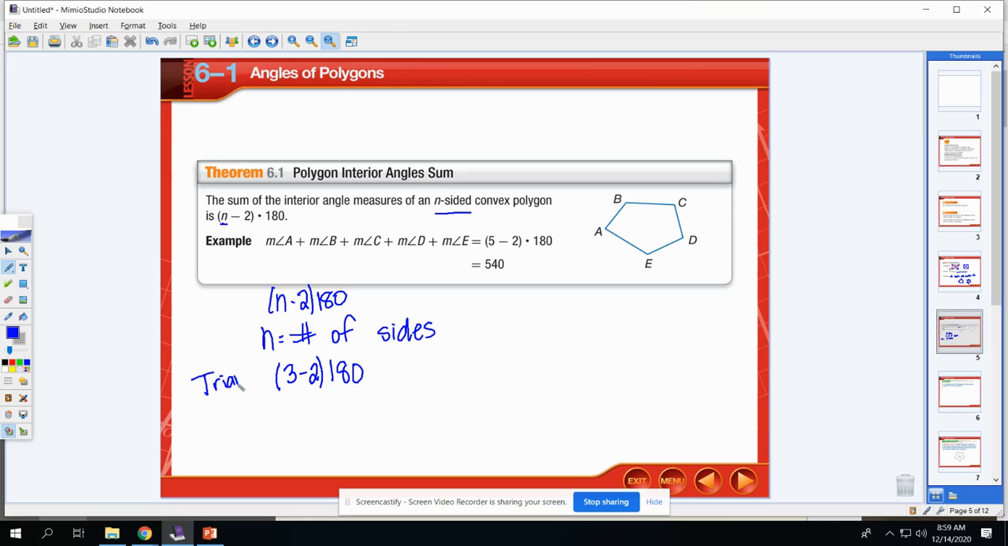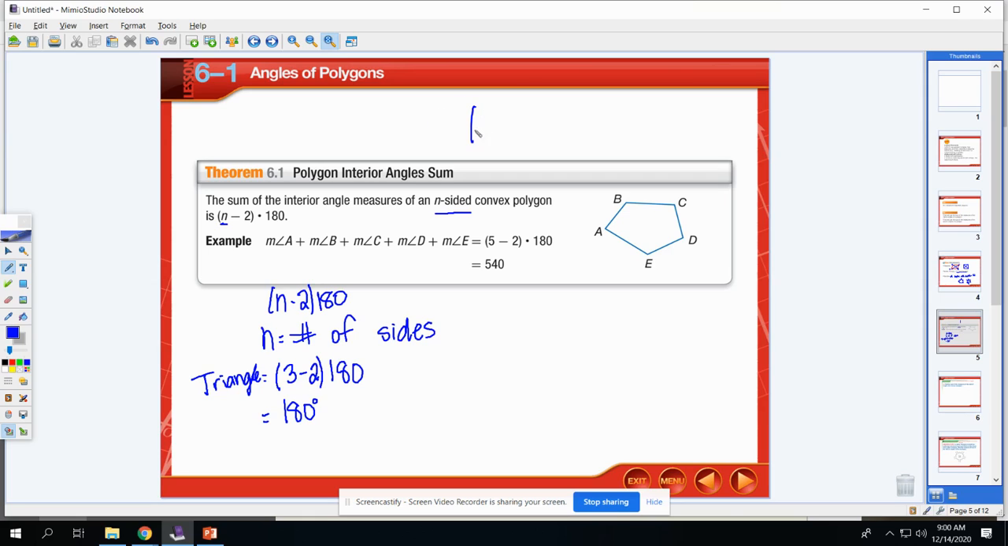So if we did this formula here for a triangle, you're going to see 3 minus 2 times 180 is 180 degrees. So we know for sure here that the measures of all the angles of a triangle is 180. So this formula here does work. So we're going to be able to use this no matter how many sides we have. Could be 10, could be 20, does not matter. We'll be able to use this formula here to help us figure that out.